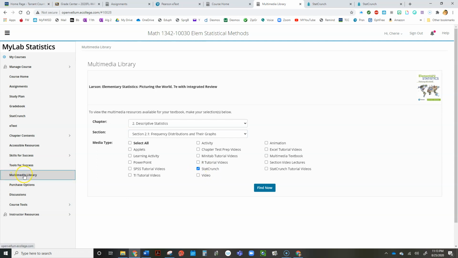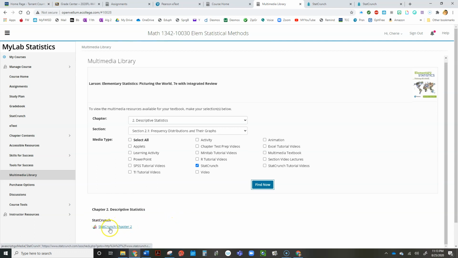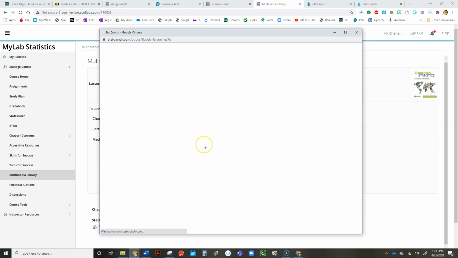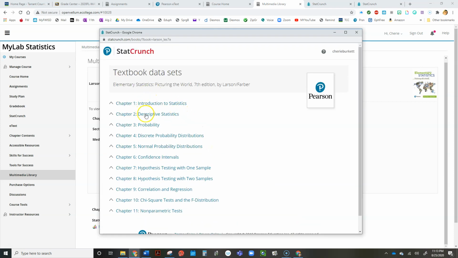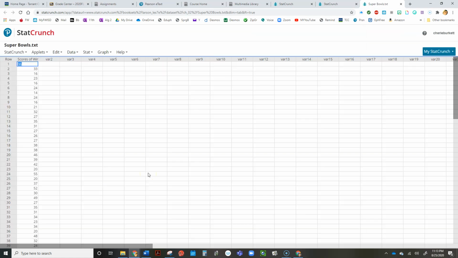So multimedia library, wherever you want to go, and you can do it for the whole book if you want to. I don't know why you'd want to, but click on StatCrunch, find now. And what this is going to do is take you to StatCrunch chapter 2. When you open this up, it's going to show you data sets. Remember that data set, Super Bowls, that we did at the very beginning? There they all are.